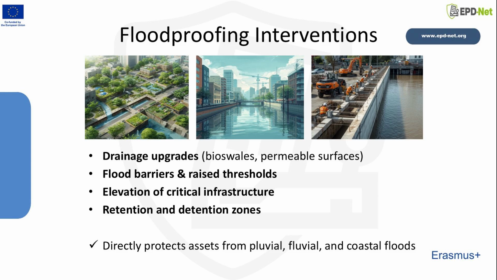Effective floodproofing combines structural and nature-based measures to reduce water-related risk. Upgrading drainage systems through bioswales, permeable pavements, retention areas, or modernized infrastructure helps cities manage intense rainfall more effectively. Flood barriers and raised thresholds can prevent water intrusion into buildings, while elevating critical infrastructure reduces the likelihood of major damage during flood events.